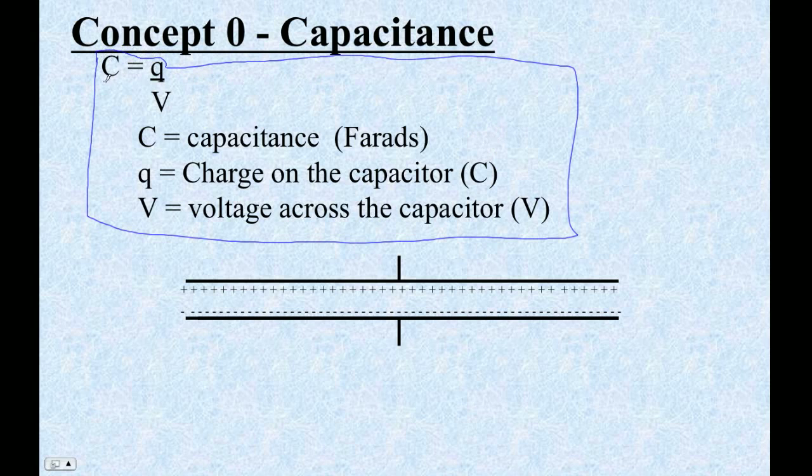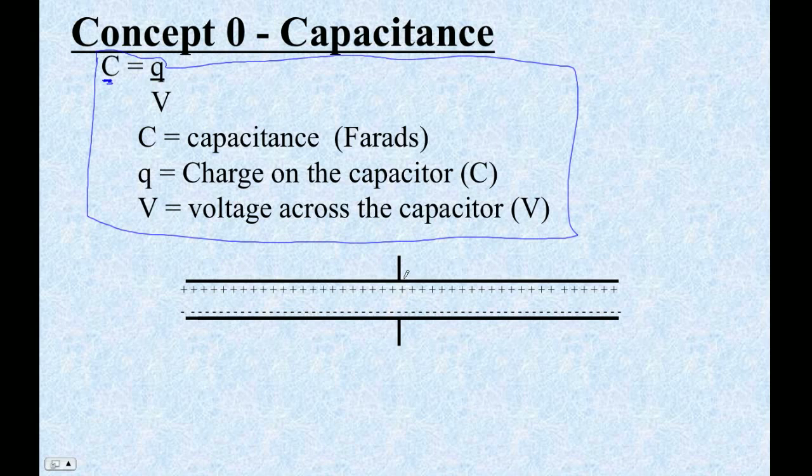And this is the formula for the capacitance of something. And basically, it's how much charge you can store divided by the pressure that it takes, the voltage that it takes to store that charge. Okay? A simple capacitor is just a couple parallel plates, like a metal plate and another metal plate. And the closer you put them, the better the capacitor is.